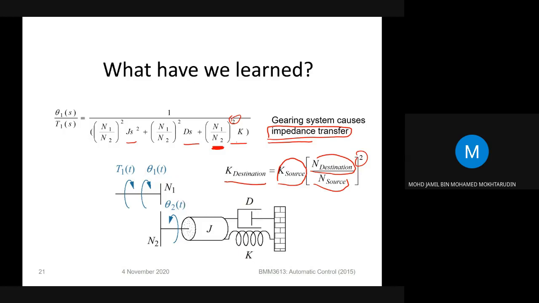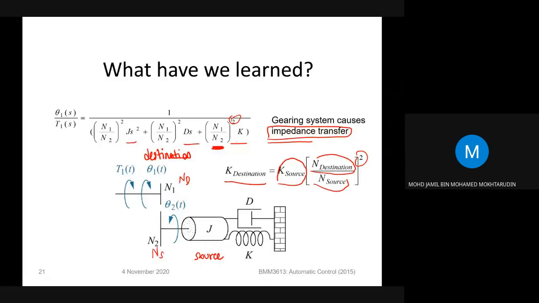So here we assume that theta 1 is the destination. Destination means where we want everything, J, D and K, to be transferred to. Okay, so destination is the place where J, D and K are transferred to. And then the original location of J, D and K, we call it source. And then the N1 here is the N destination, and the N2 here is the N source.